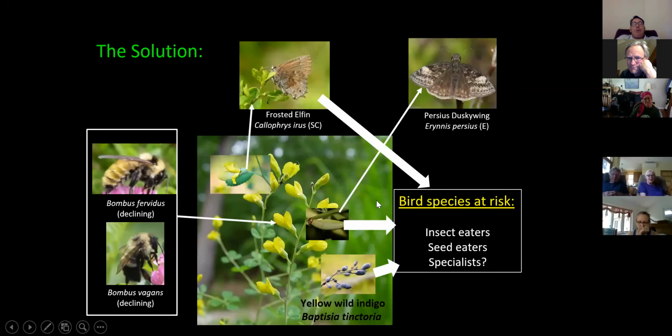We look at nectar plants, yellow wild indigo, highly favored by threatened bumblebees, also host plant for these threatened butterflies. And then there's less known about the connection to bird species at risk. But certainly just by planting this, you're helping at least 4 species of threatened pollinators, and also helping this plant species, which isn't as common as it used to be.